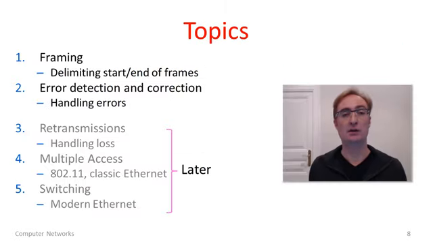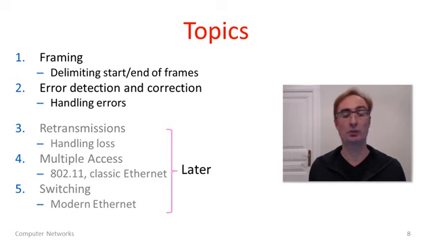So in our exploration of the link layer, we're going to cover several topics. This week, we'll talk about framing, which involves how to delimit messages, the beginning and end of messages. And we'll also talk about error handling, how to detect and correct errors. Because of noise at the physical layer, they'll occur, and we want to be able to deal with them.